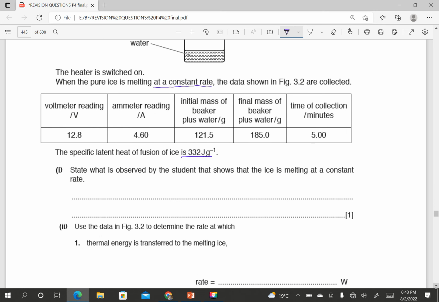So if you are to observe that the ice is melting at a constant rate, there are many things you could observe. Number one, if you were to measure the mass of the beaker and the water, the rate of increase of the mass should be constant, or the level of water rises at a constant rate, or there would be a constant time between the drops coming from the funnel, or the volume of water in the beaker increases at a constant rate. All those observations will show that the ice is melting at a constant rate. So I can say the level of water in the beaker increases at a constant rate.